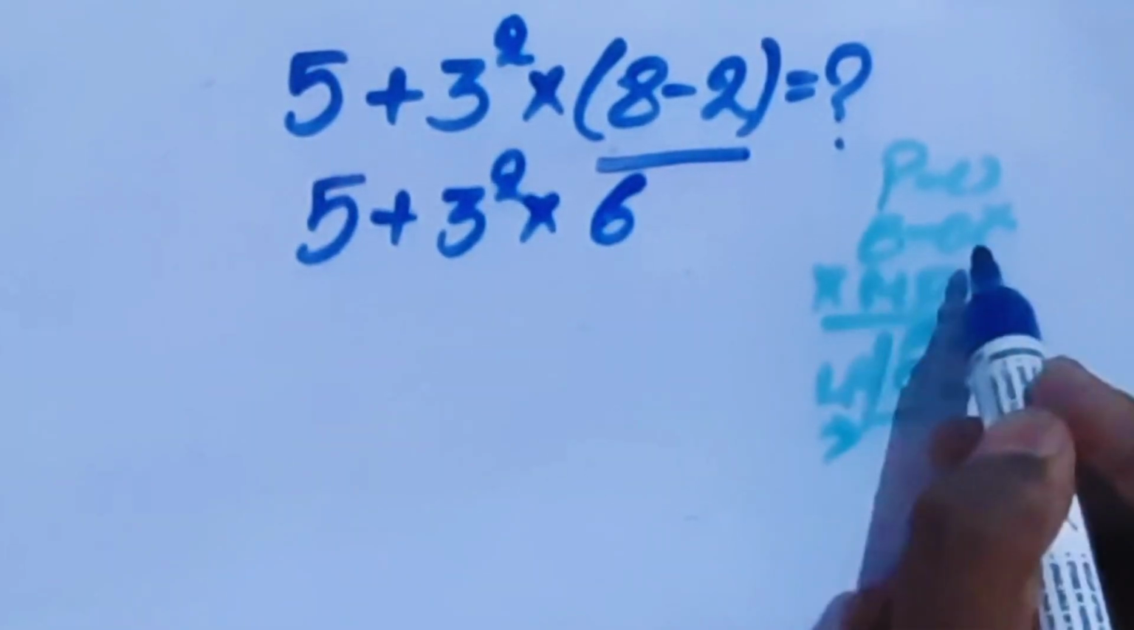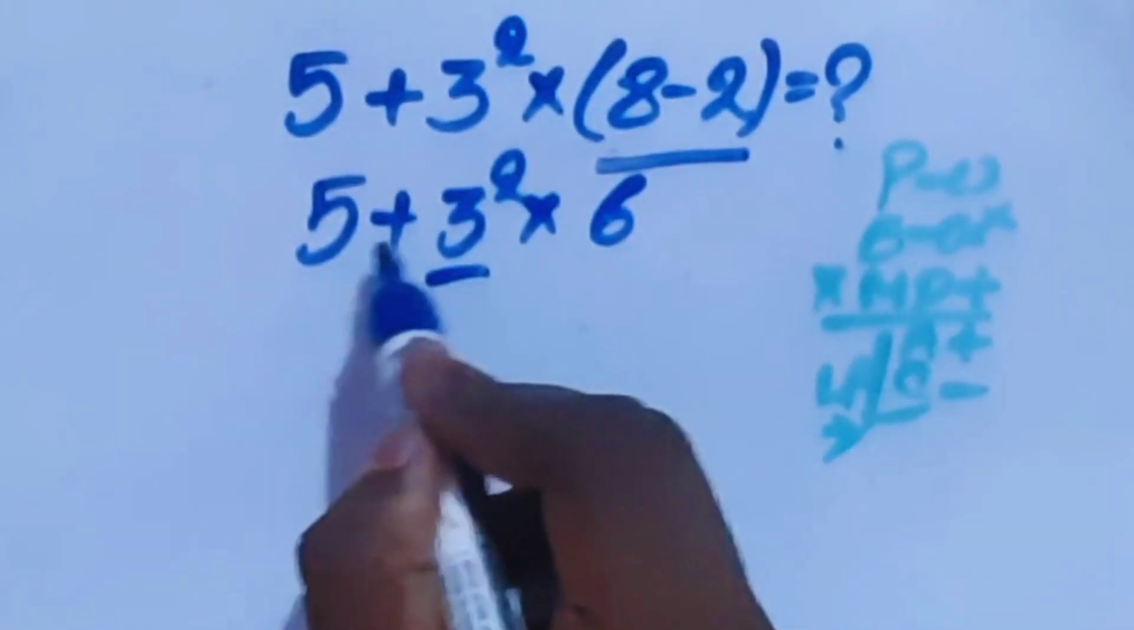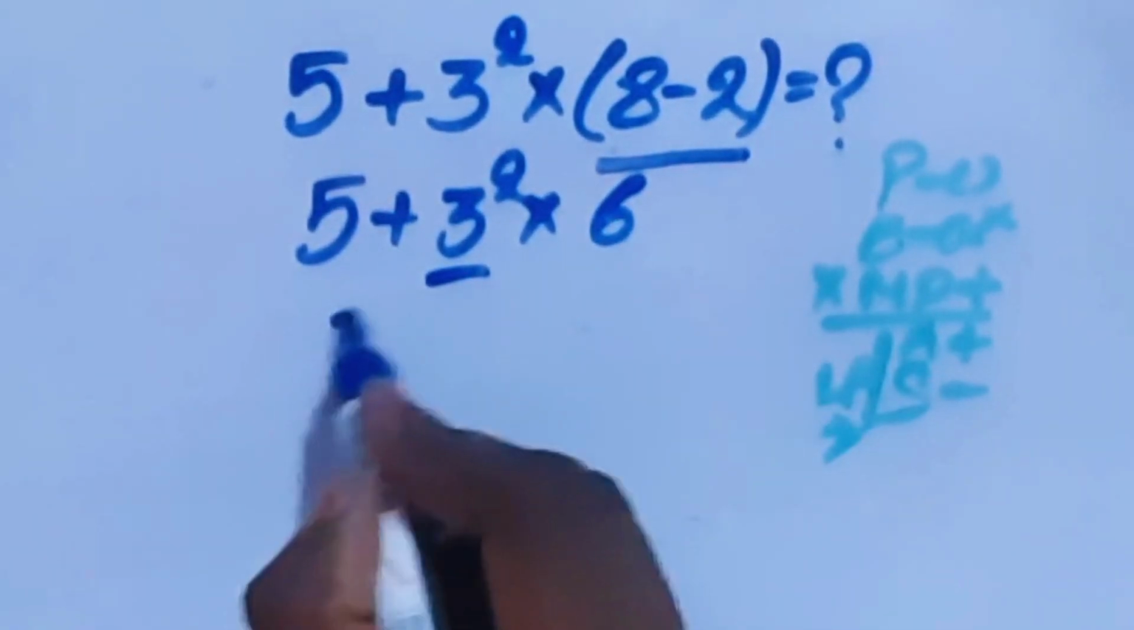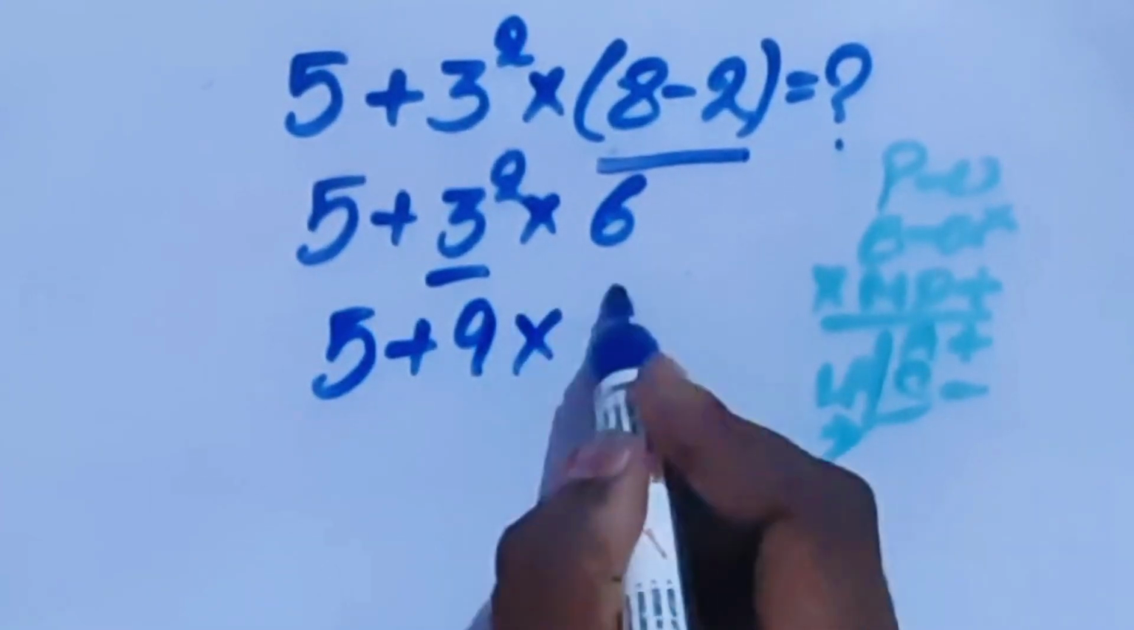The next priority is the exponent. Here we have 3 power 2. So we have to do this 3 power 2 before the addition and multiplication. So here 5 plus 3 power 2 is 9 times 6.